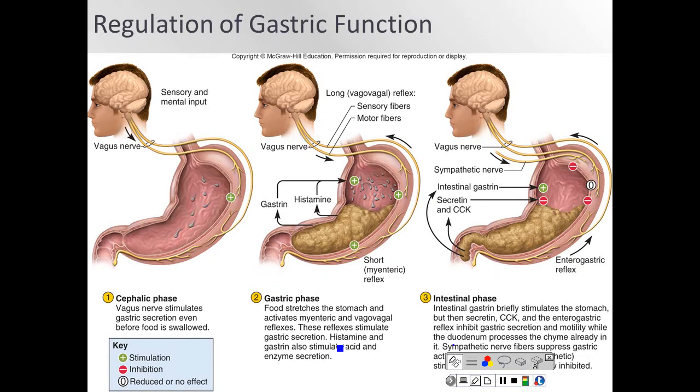What are they? They are the ACH, which is our acetylcholine. We have our histamine, which I'll just highlight here, and our gastrin. Those are the three chemicals that chiefly stimulate the gastric secretions. Now, the acetylcholine is secreted by the parasympathetic. I'll just write here.